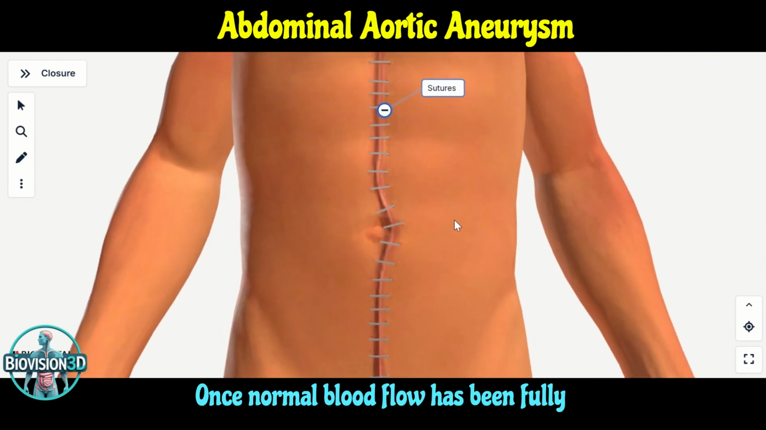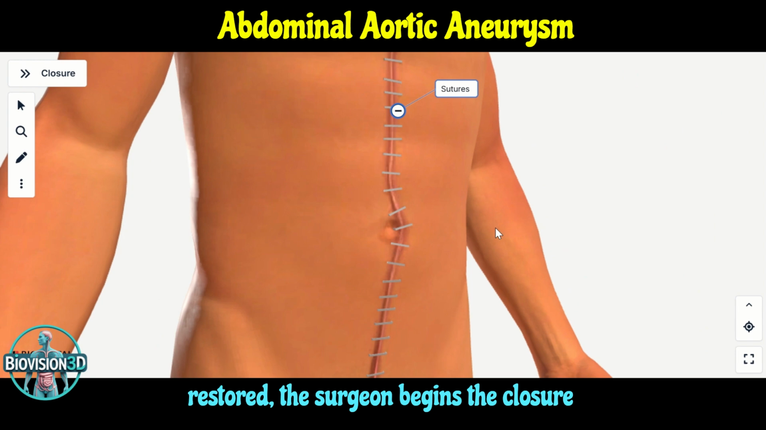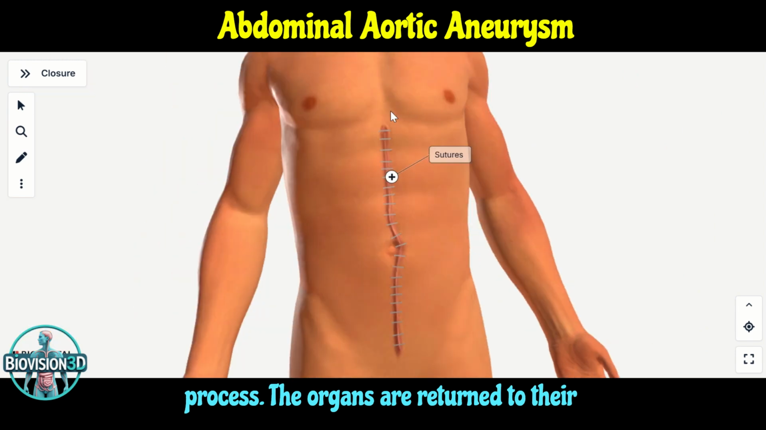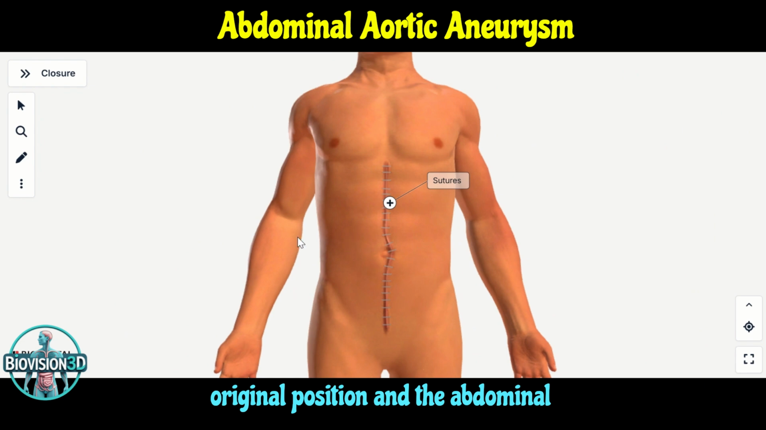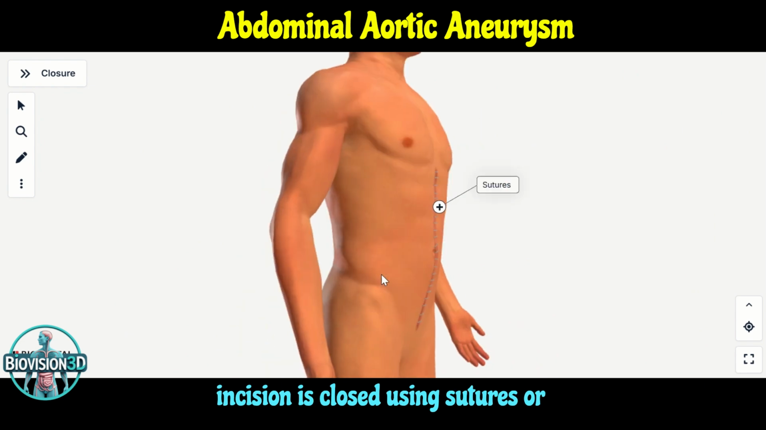Once normal blood flow has been fully restored, the surgeon begins the closure process. The organs are returned to their original position, and the abdominal incision is closed using sutures or surgical staples.